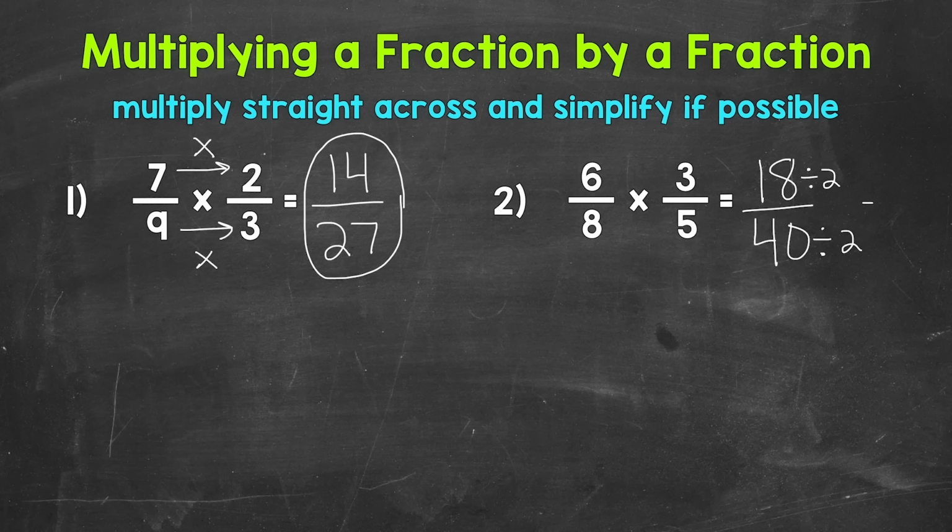18 divided by 2 is 9, and 40 divided by 2 is 20. So we get a final simplified answer of 9/20. The only common factor between 9 and 20 is 1, so we are in simplest form. The final simplified answer, 9/20. There's how to multiply a fraction by a fraction. Let's move on to multiplying whole numbers by fractions.